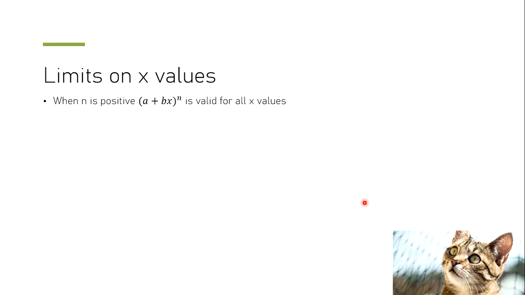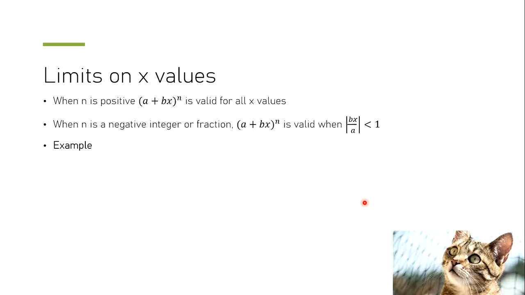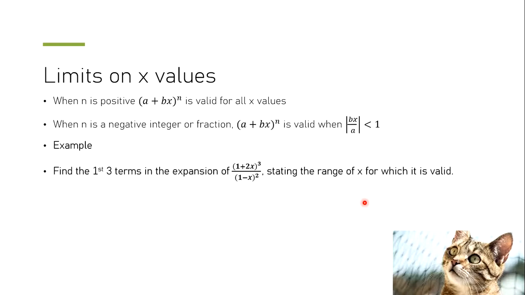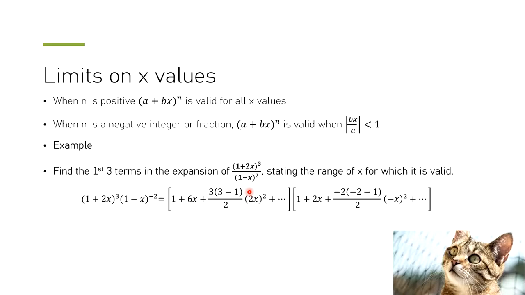Now, what are the limits on the x values then? If n is positive, (a plus bx) to the n is valid for all x. If n is negative or a fraction, (a plus bx) to the n is valid when the modulus of bx over a is less than 1. Here's an example. Find the first three terms in the expansion of (1 plus 2x) cubed over (1 minus x) squared, stating the range of x for which it is valid.